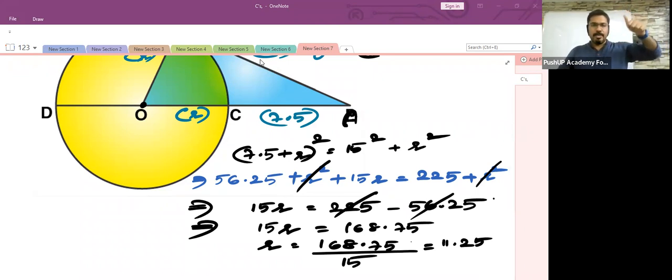Very good, very good. Ron, good job, children. 11.25. I hope online students have not used a calculator. Never use it, children, because you will not be able to access it. Okay, fine. So this sum is also done. Radius is found. Any doubt?